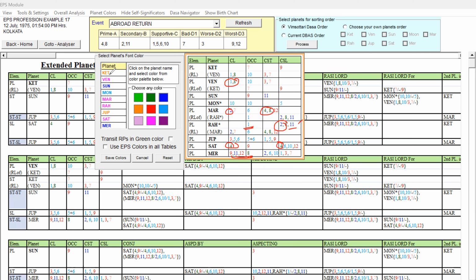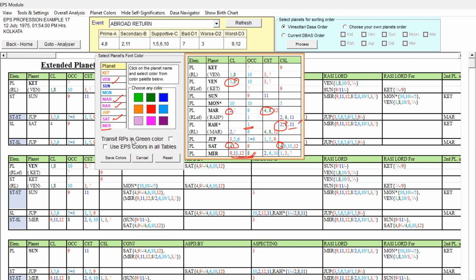So if you see that Venus we have given pink, and Mars also we have given pink, and Rahu also we have given pink, and Saturn also we have given pink, and Mercury also is supportive, but as I said, because it is having 8th house, we can give Mercury also pink. Just a minute. Mercury also we can give pink. Only Sun is giving 9 and 11 only, so it is given blue.